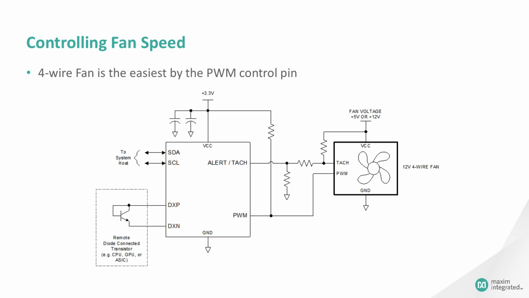It is clear that basic speed control is easy to do with a 4-wire fan. A microcontroller can generate a PWM waveform, as can most fan speed controller ICs.